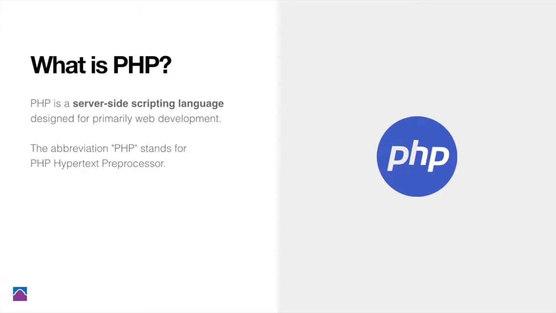I thought this was funny. The abbreviation of PHP is still PHP, and then they add hypertext processor. So the P still stands for PHP. So I thought that was funny. I didn't know that.